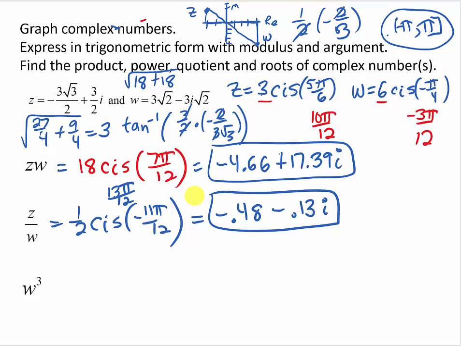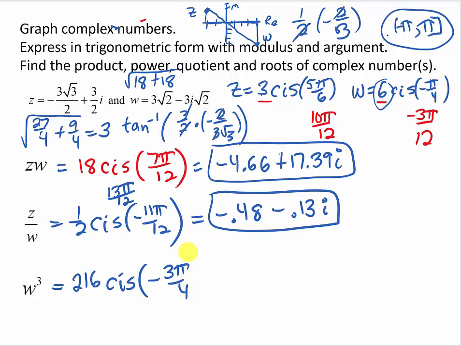Okay, the last one, we're going to raise it to a power. This is De Moivre's Theorem, which is based on just doing the product, in this case doing a product 3 times. So what I do is I take the modulus and I raise it to that power. So that's going to be 6 to the 3rd, which is 216, and then CIS, and then we multiply the angle by the power. So I need to multiply the negative pi fourths by 3, so that'll be negative 3 pi fourths.